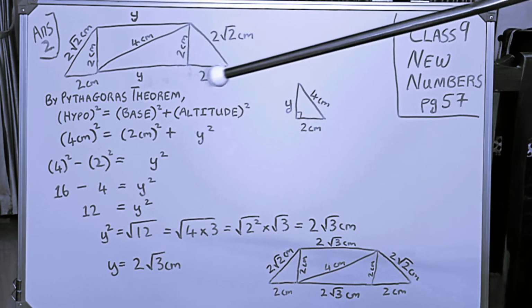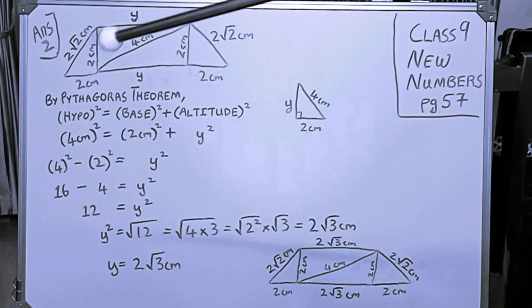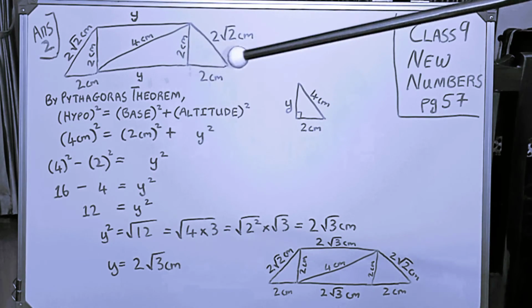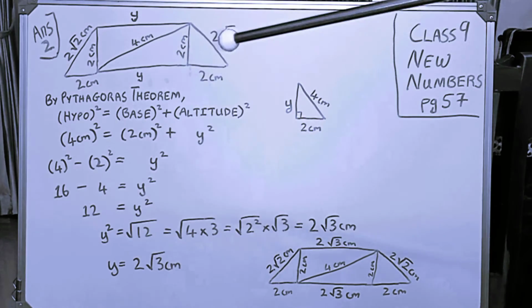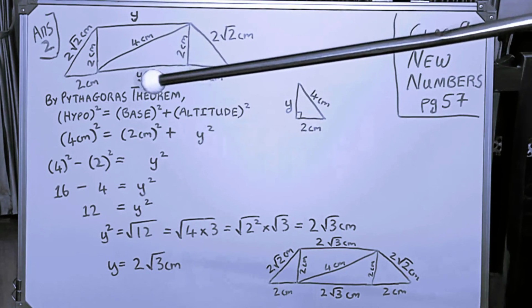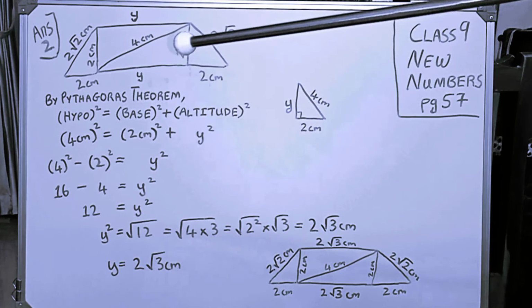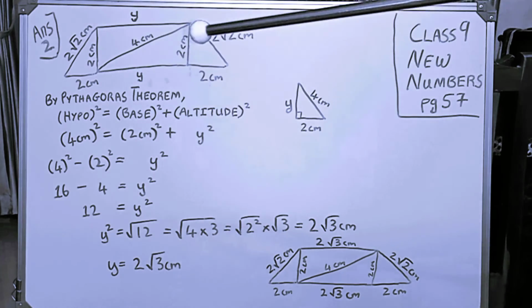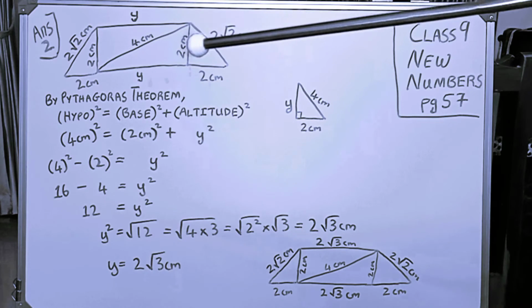This is 2 centimeter. This is also 2 centimeter. This is 2 centimeter. This is 2 centimeter. Since this hypotenuse is 2 root 2, here also the hypotenuse is 2 root 2. Now we don't know this y term. This diagonal is 4 centimeter, that is given in the question itself.